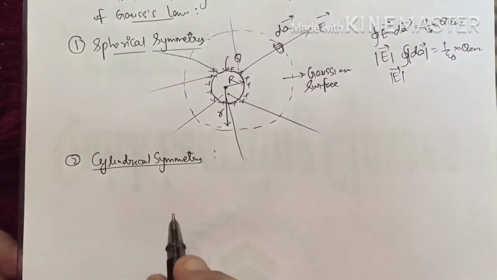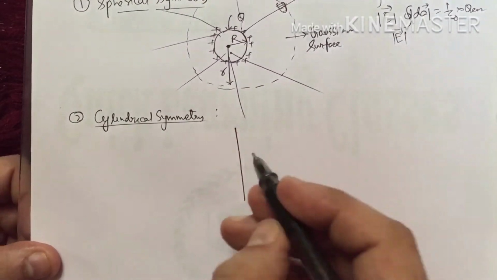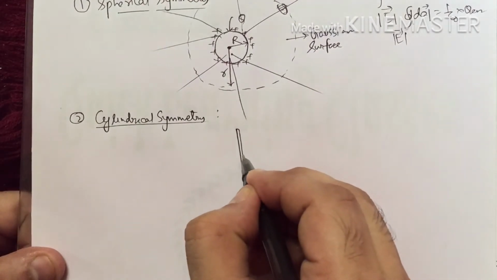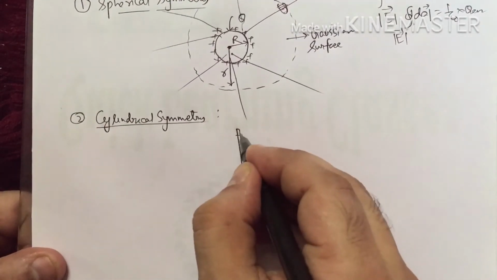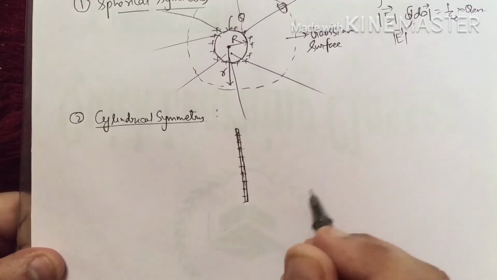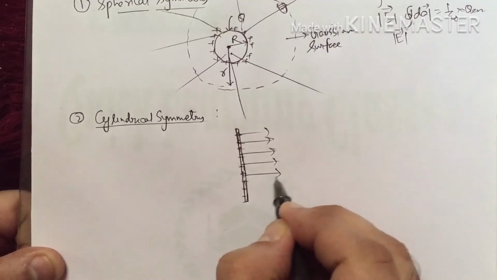Let us consider a long straight wire. Now basically the wire is in the shape of a cylinder, a thin cylinder. Charges are distributed along its length such that the electric field lines are radially outward.